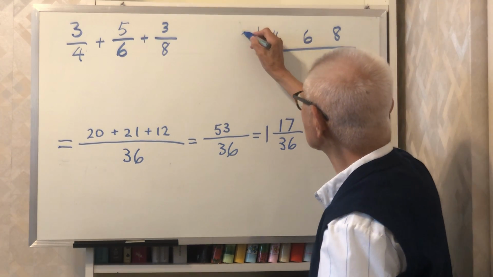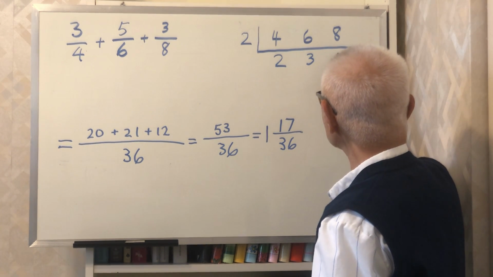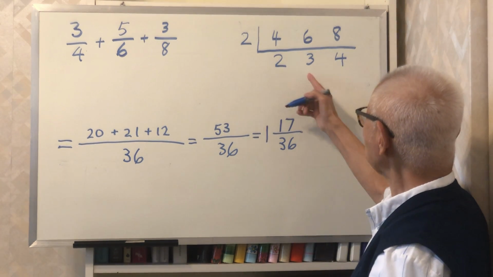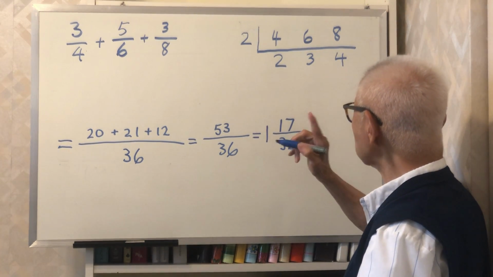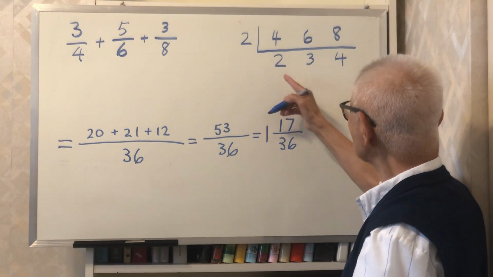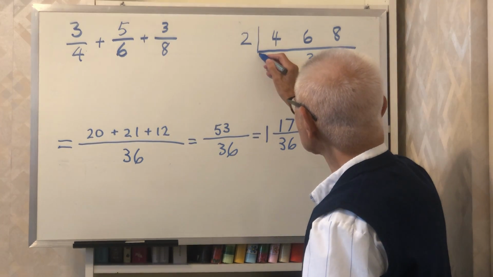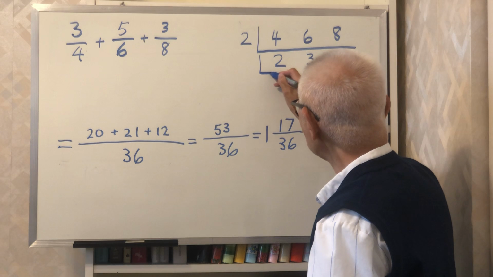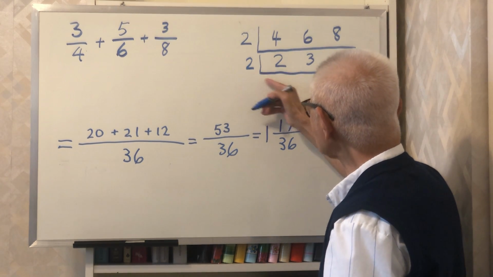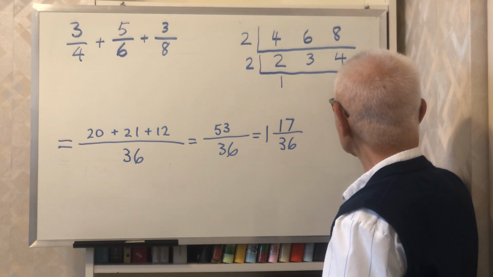2. So 2 times 2 is 4, 2 times 3 is 6, 2 times 4 is 8. Is there a common factor here? Not quite. But 2 and 4 has a common factor too. So this is what you need to pay attention to. I can divide by 2. So 2 times 1 is 2. 2 times 2 is 4.